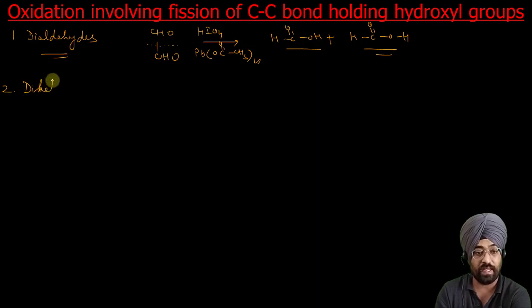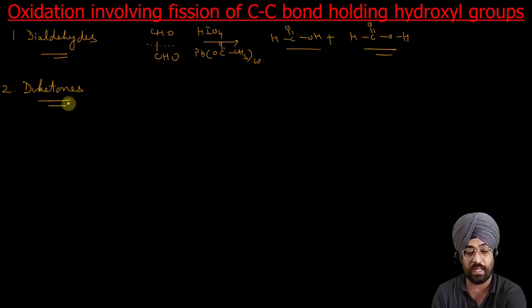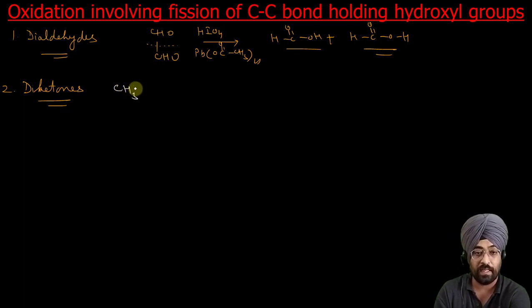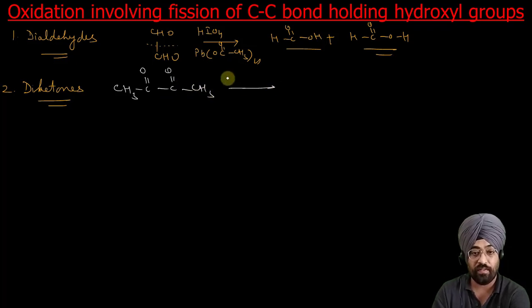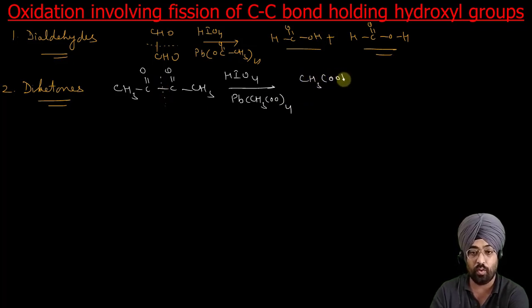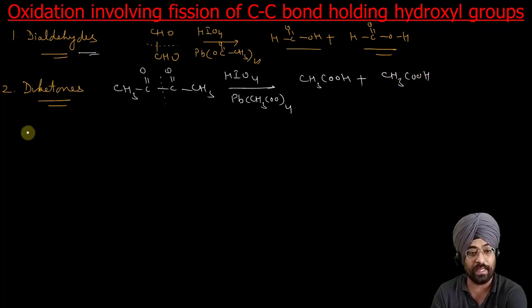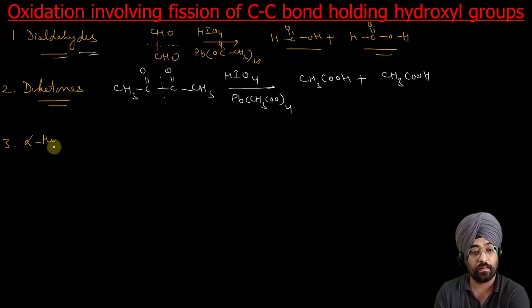Diketones also undergo such reactions. We can write CH3CO-COCH3 with HIO4 and lead tetraacetate. Again this cleavage will take place, giving CH3COOH plus CH3COOH. So dialdehydes and diketones undergo such reactions. Similarly, alpha-hydroxyaldehydes also undergo such reactions.